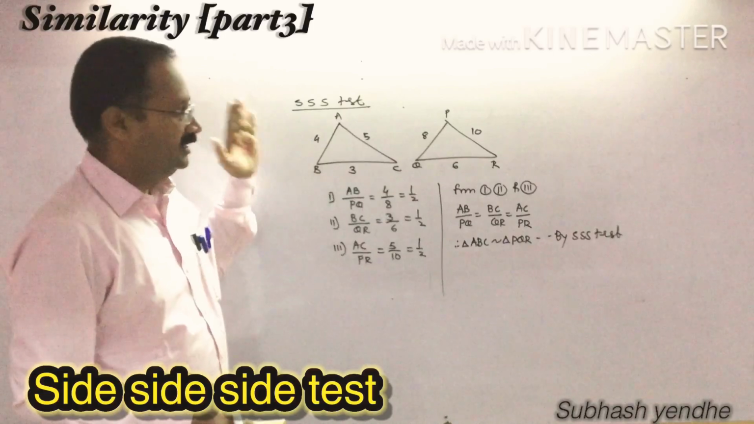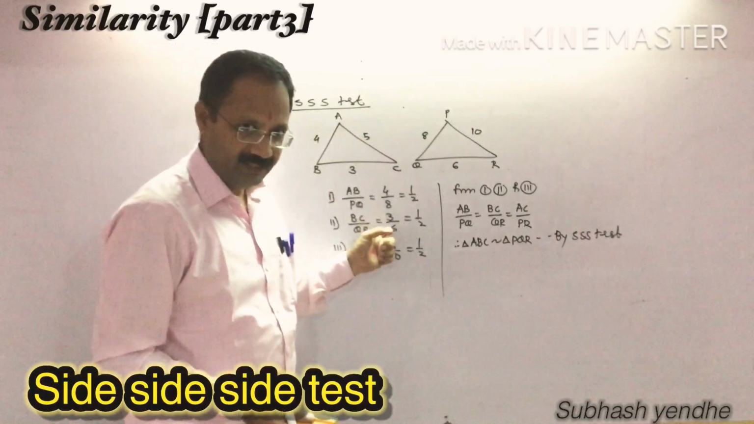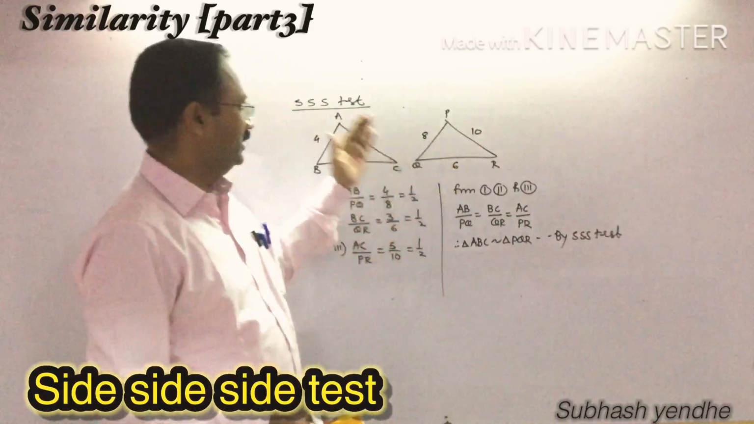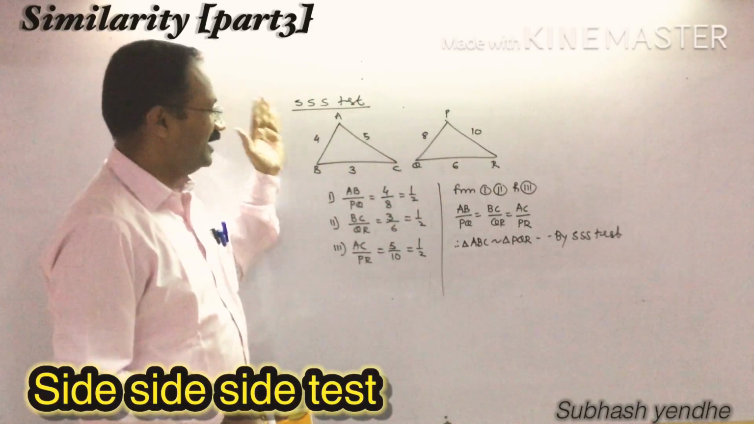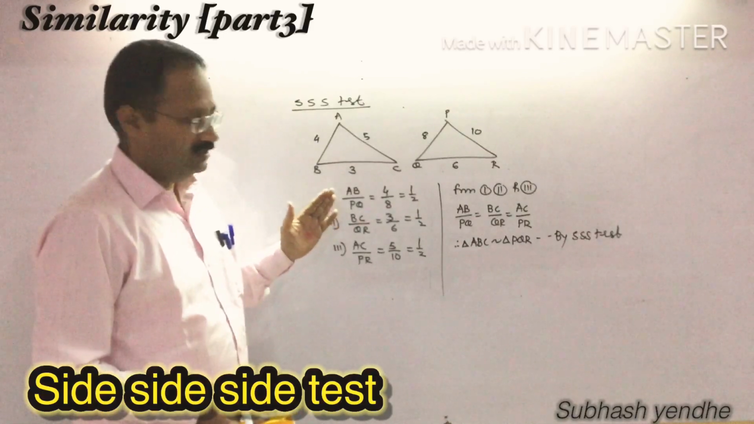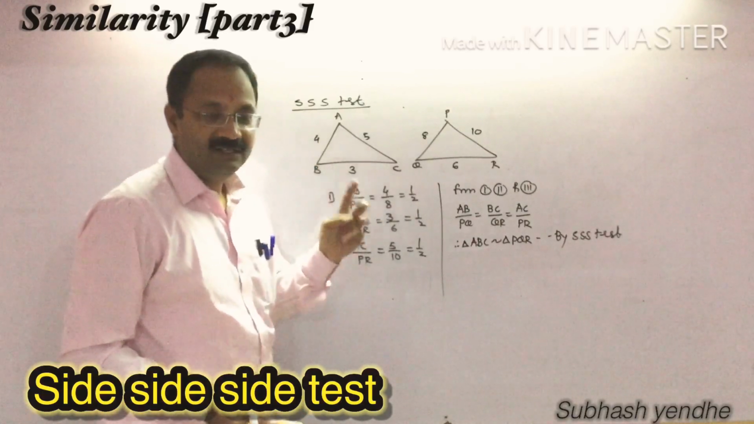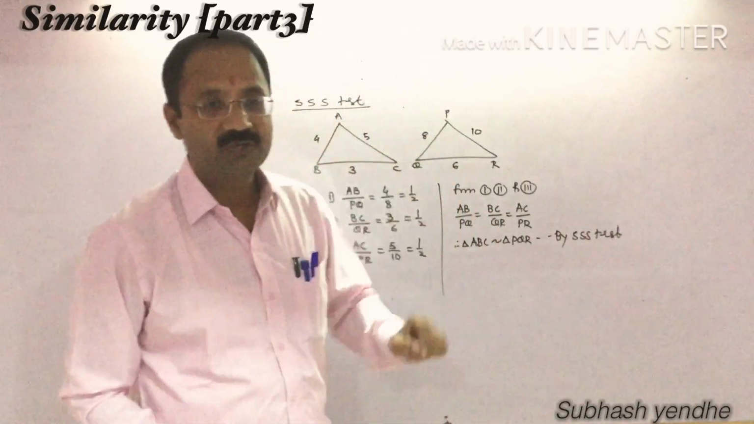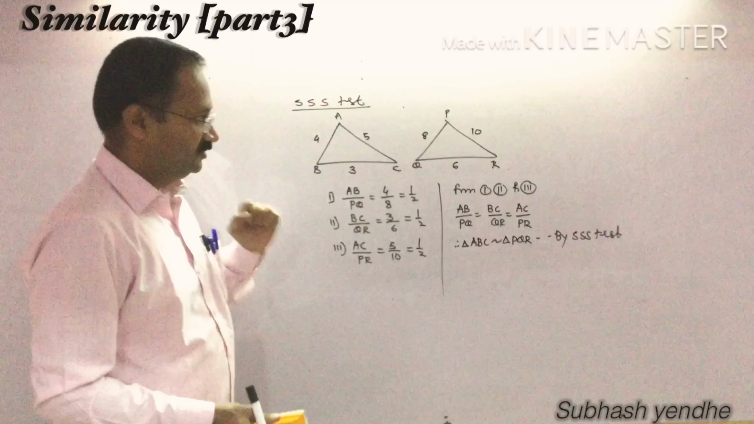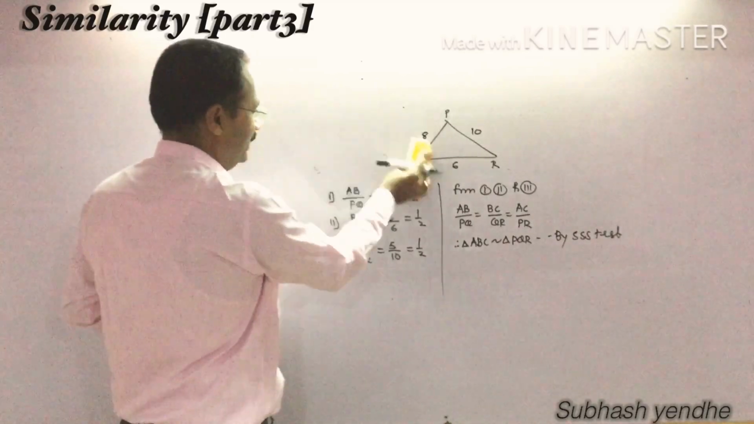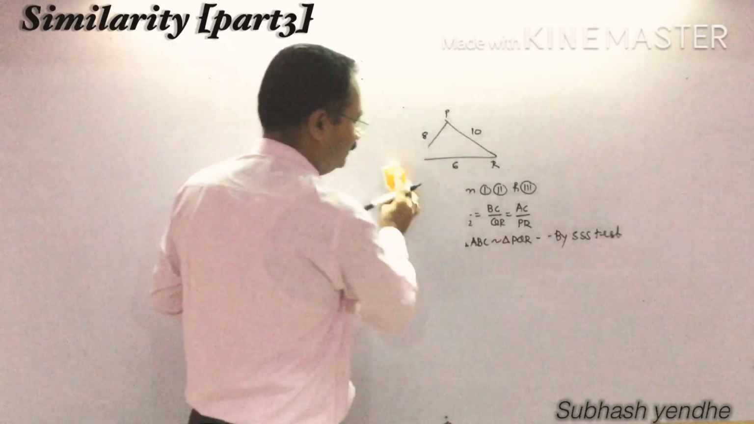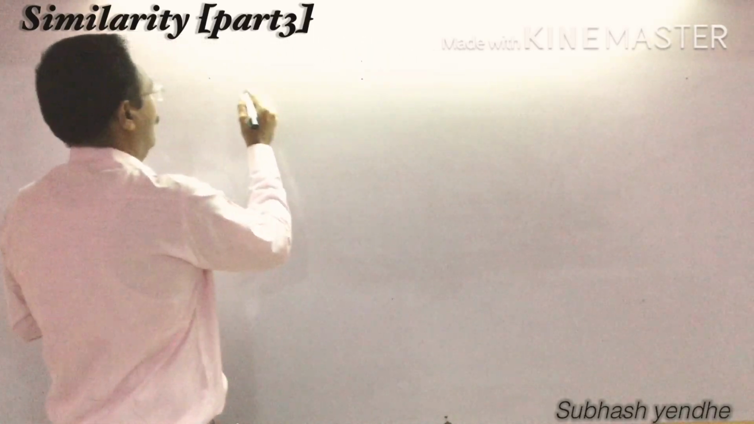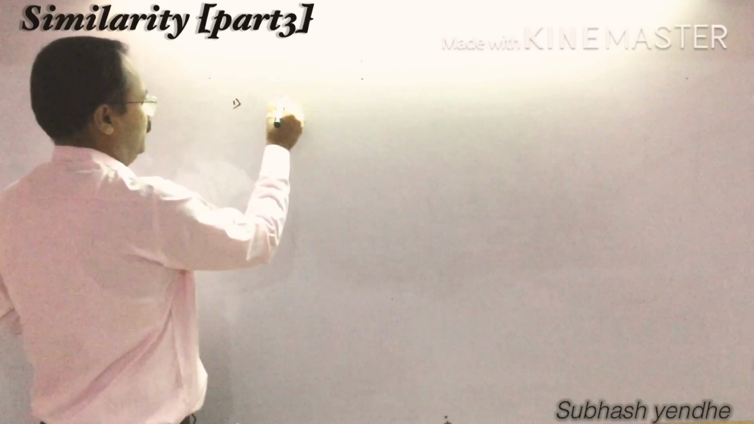And these are the three tests we have seen. First one is AA test of similarity, second one SAS test of similarity, and the third one is SSS test of similarity. These are the three tests which are very, very important for us to show the triangles are similar. Now let's see the examples which are related to this. See the first example.